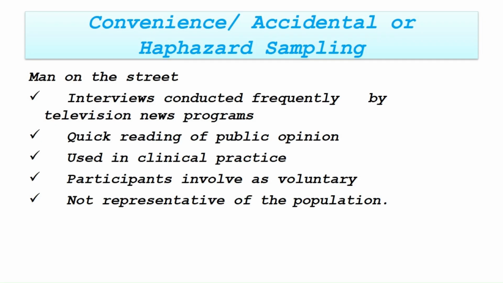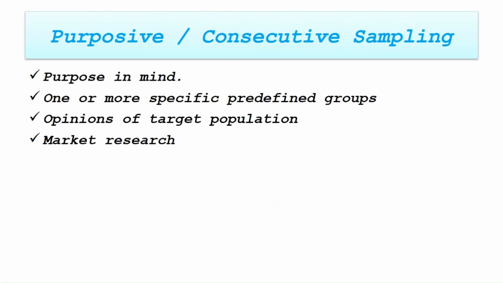Convenience sampling, another name is accidental or haphazard sampling, and the old name of convenience sampling is man on the street. Interviews are conducted frequently by television news programs, a quick reading of public opinion, and used in clinical practice. Participants are involved voluntarily, not representative of the population.